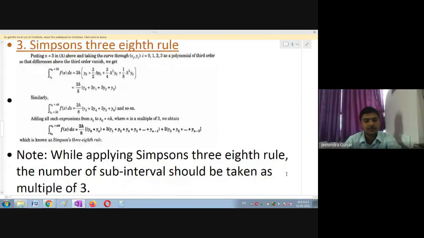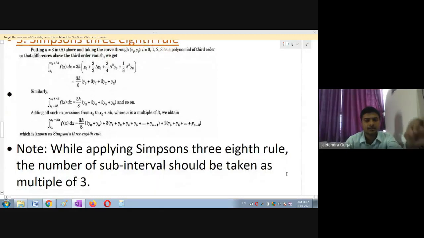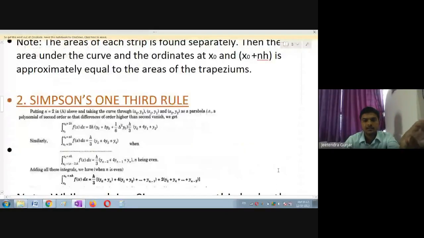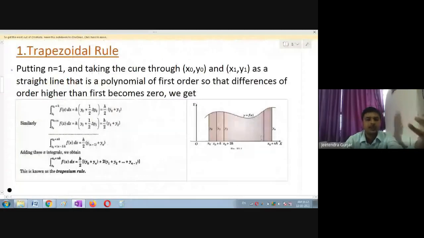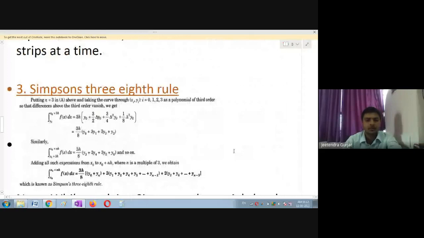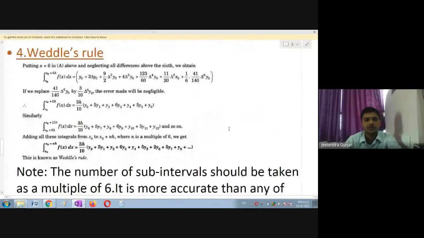While applying Simpson's 3/8 rule, students, remember the number of subintervals should be taken as a multiple of 3. I already told you, in this curve I am just taking different strips so as to get the approximate value. Therefore, we are using these different rules. Okay, so the next rule is the Weddle rule.